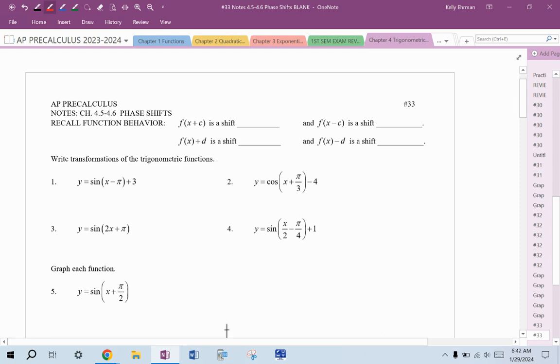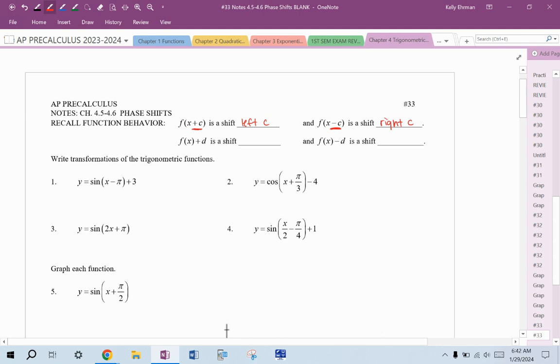So today's notes, we're going to be looking at horizontal shifts, which are also known as phase shifts. And we've looked at horizontal shifts before, so here it is in function notation. If we are adding a constant inside of a function, that's a shift to the left, C units. And if we are subtracting a value inside of a function, that's a shift to the right, C units.